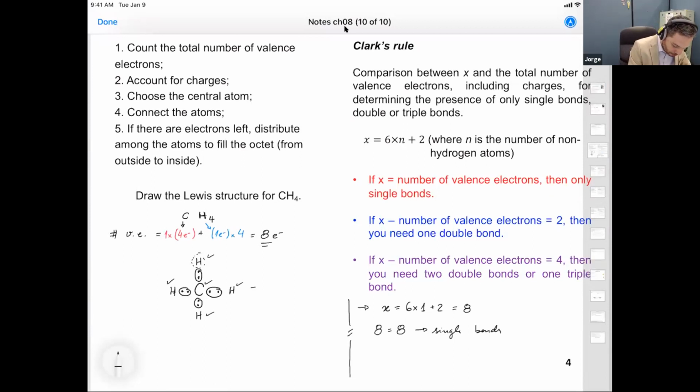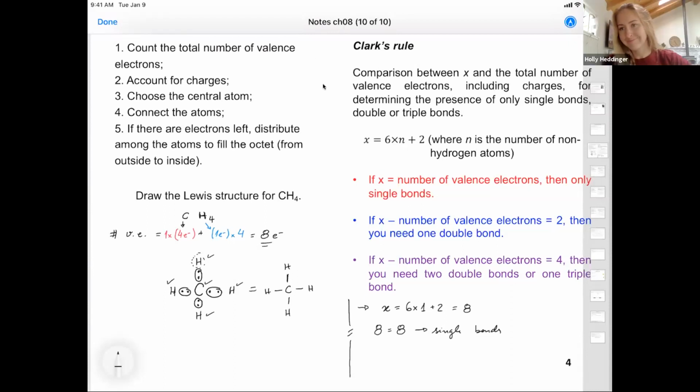Another way to represent the covalent bonds, and it's actually a better way, is to represent each covalent bond by a trace. So we have here C-H, C-H, and C-H, and that's a better representation, and it will take less space than drawing the dots.